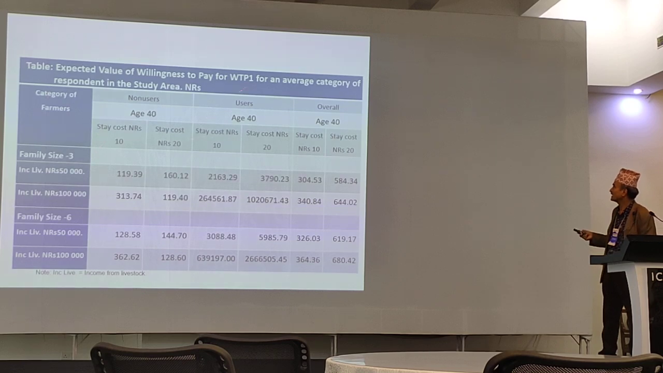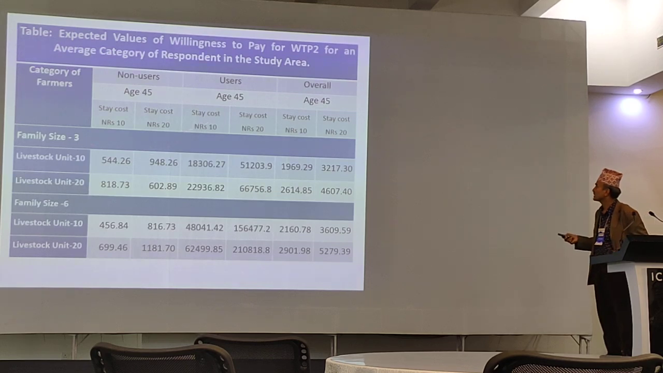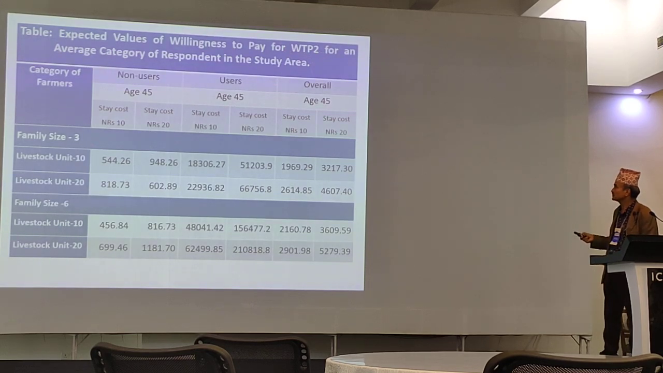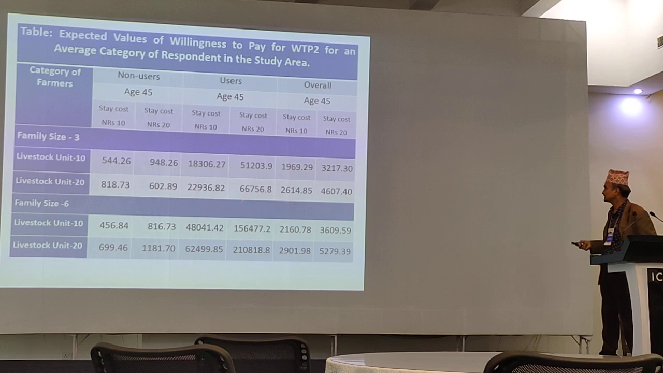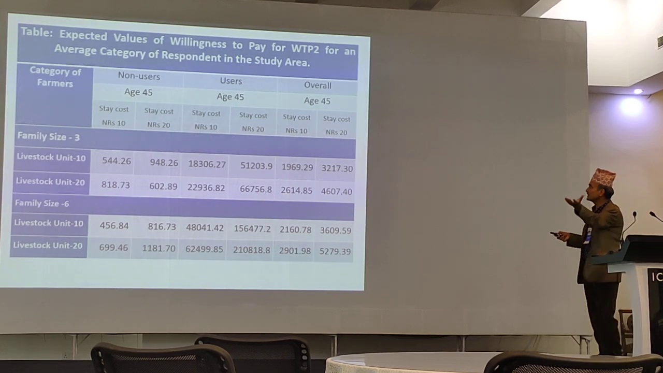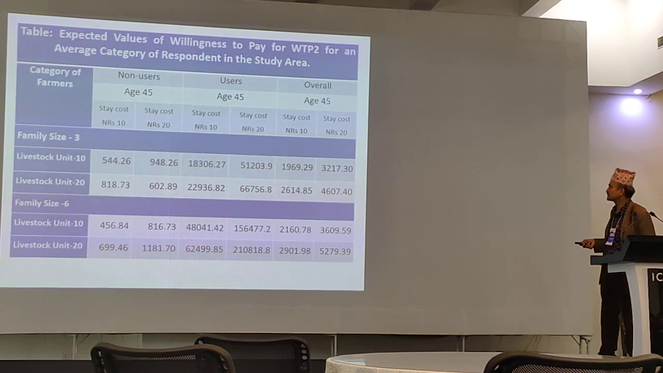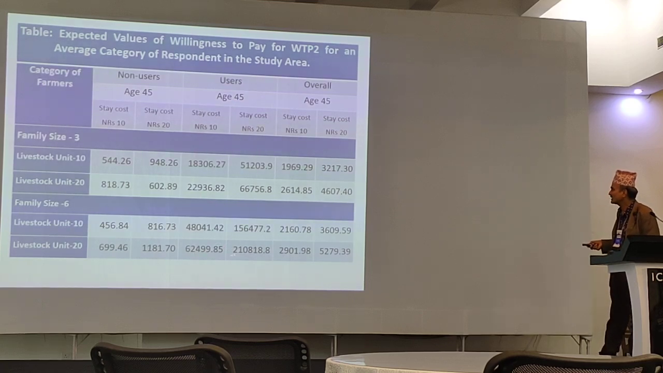So again, I will skip this one. For WTP2, the second willingness to pay, meaning better quality, we measure the probability with respect to value. So here, see, when the age is 45 years, they will pay up to the maximum here.